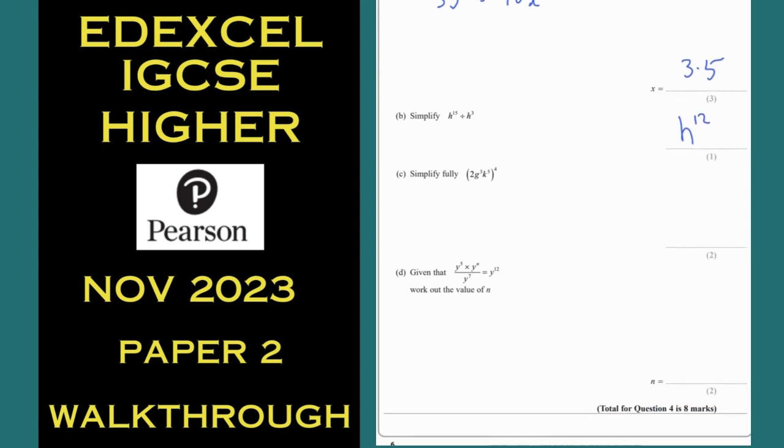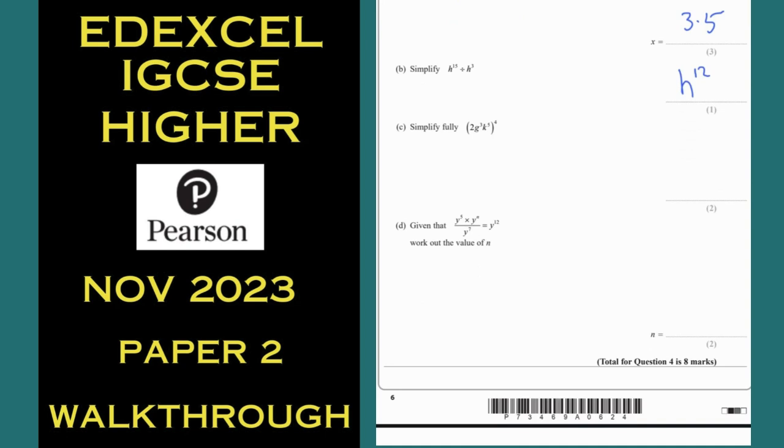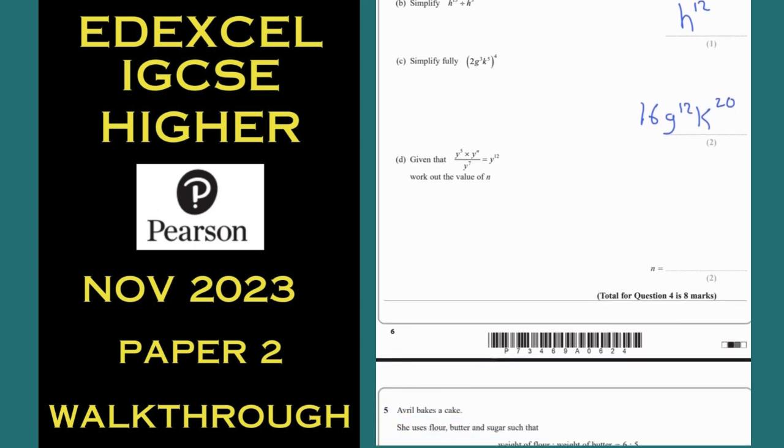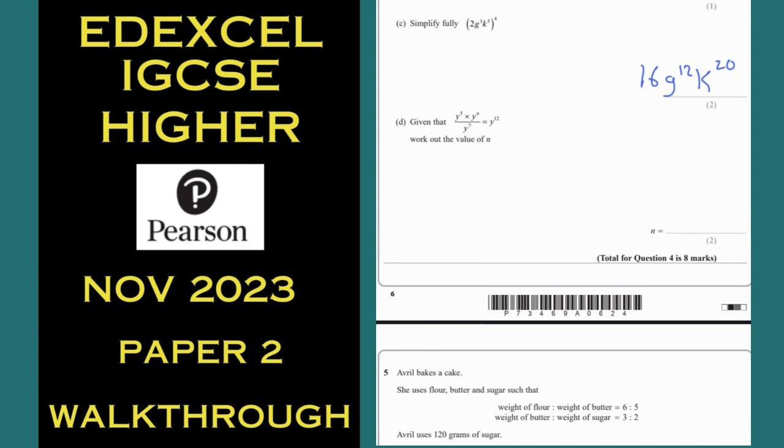Question C, there are 3 parts to this. Do each one in turn. Raise them all to the power of 4, one by one. So 2 to the power of 4, mental arithmetic or calc, gives you 16. And when you're doing your laws of indices, a power raised to a power means multiply those powers. 3 4s are 12. And for the K, 5 4s are 20. Part D, kind of a back to front question. I would say multiply both sides by y to the 7.